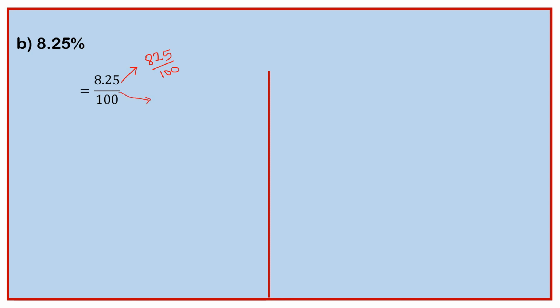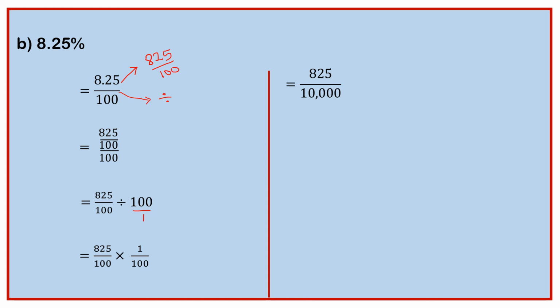So this division sign, we can make it this one, such that we get 825 out of 100 divided by 100, and then we can make this 100 out of 1, such that we get 825 out of 100 times 1 out of 100, such that we get 825 out of 10,000, which is the same as 33 out of 400. So the ratio becomes 33 to 400.